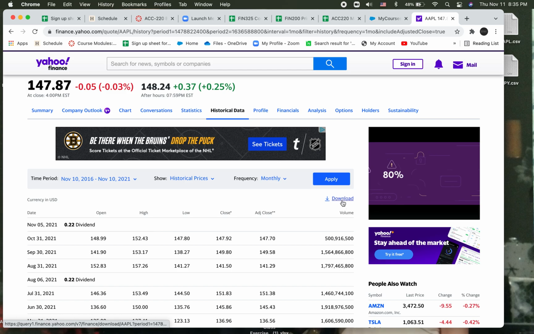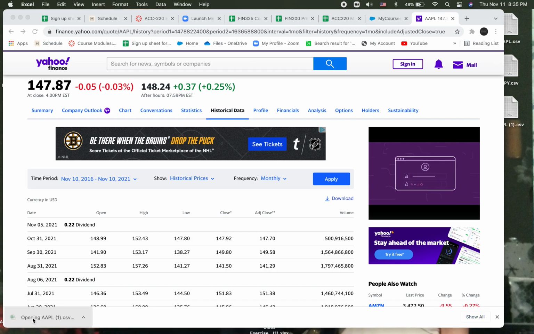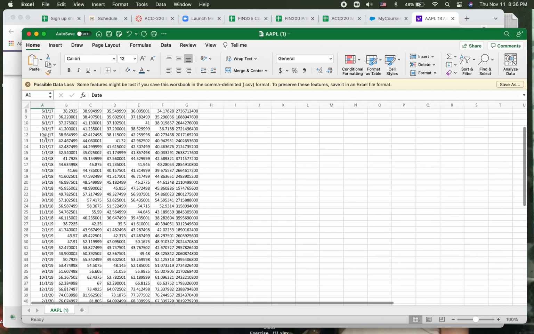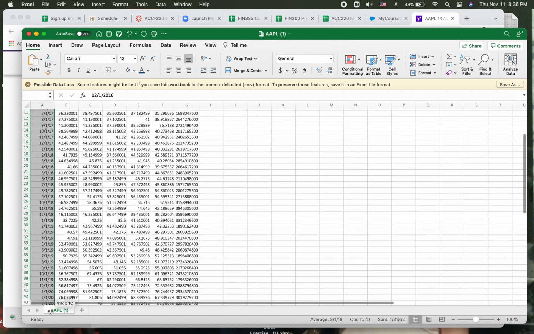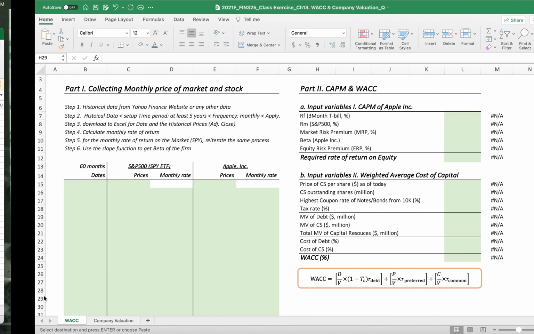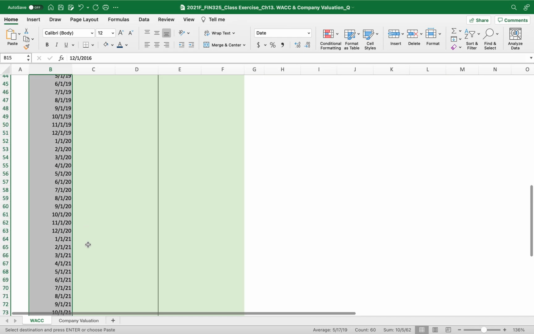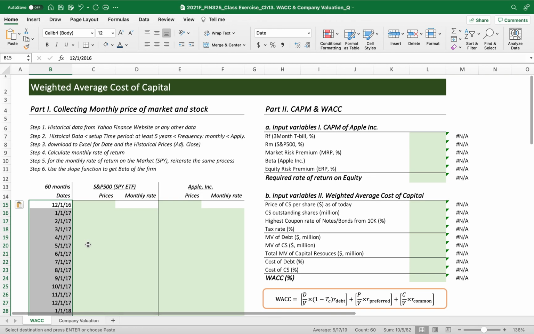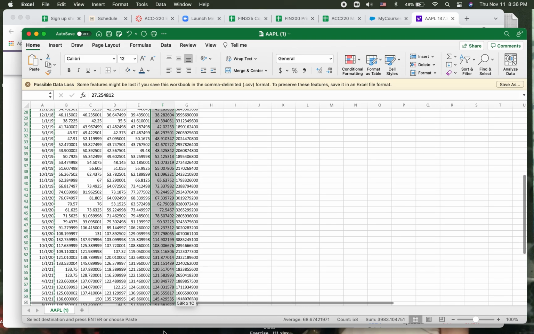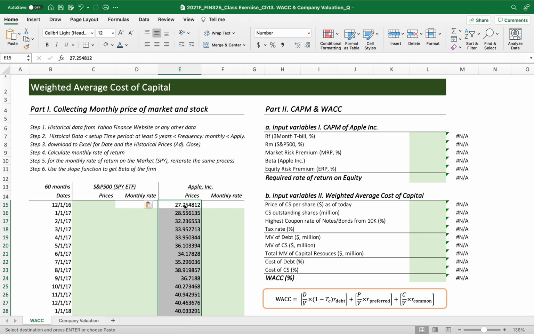Apply, and then we'll download. Then we got the Apple stock price on a monthly basis for 60 months. Then let me just drag these dates and copy them to the month, the dates information. So we got it, right? So this is 60 months. Then let's take the price information here, the adjusted closing price, which considers the ex-dividend, and copy and paste it to the price.